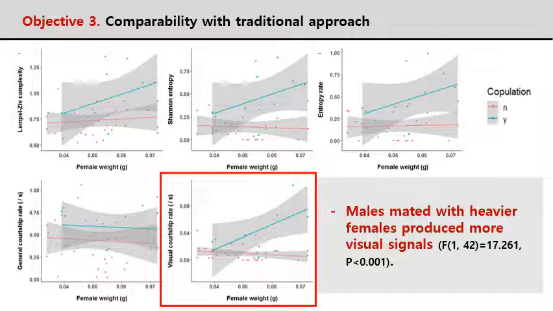Besides the major objectives, we found that the copulated males produced more visually associated courtship signals when the encountered females were heavier. But non-copulated males did not show such a pattern. Complexity metrics also show similar patterns, but the effects of the interaction between mating success and female body mass were not significant on those complexity metrics.